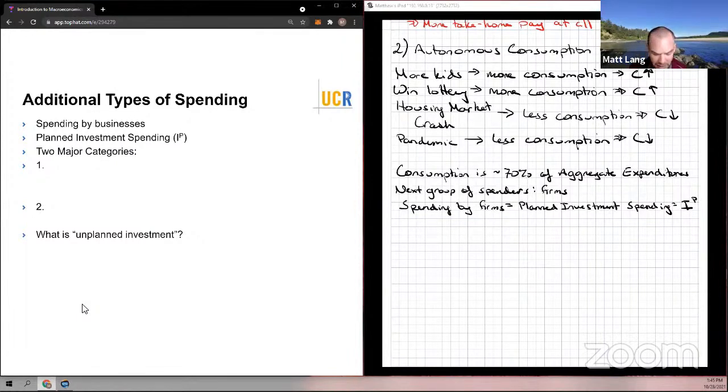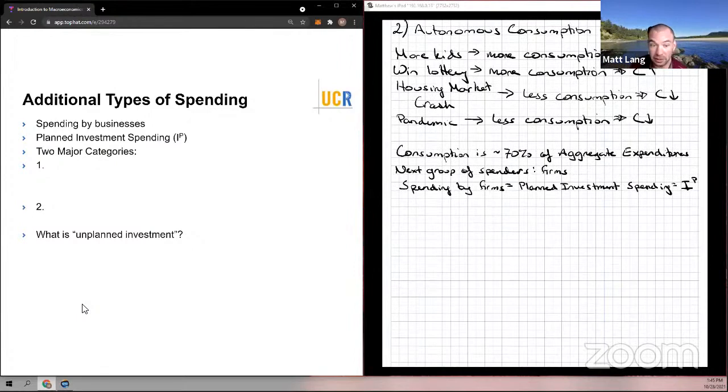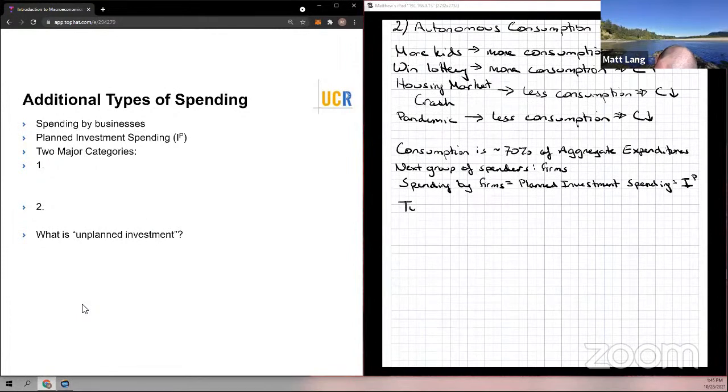And you might be saying to yourself, wait, this is different than our investment spending that we had when we talked about our GDP. And I'd say, yeah, it is different, but not by much. So when we say planned investment, we're talking about two major categories, and they do relate directly to our investment discussion back when we talked about GDP. So there are two categories of our original investment I that equal planned investment spending.